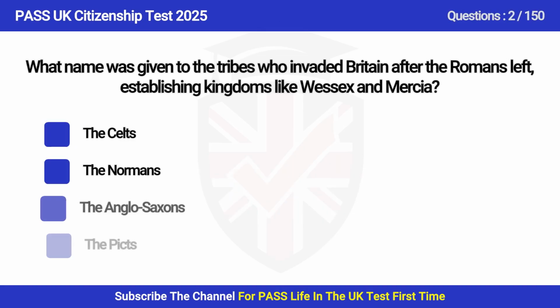Question 2. What name was given to the tribes who invaded Britain after the Romans left, establishing kingdoms like Wessex and Mercia? A. The Celts, B. The Normans, C. The Anglo-Saxons, D. The Picts.